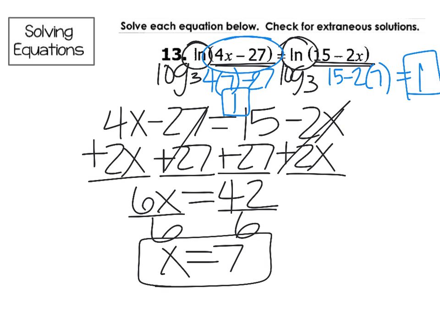Therefore, x equals 7 is not an extraneous solution. It is a valid solution. We checked for extraneous solutions and we're good. X equals 7 is our final answer.